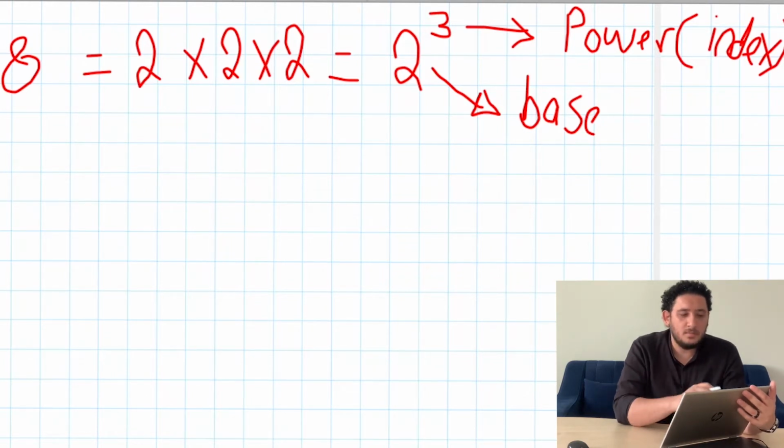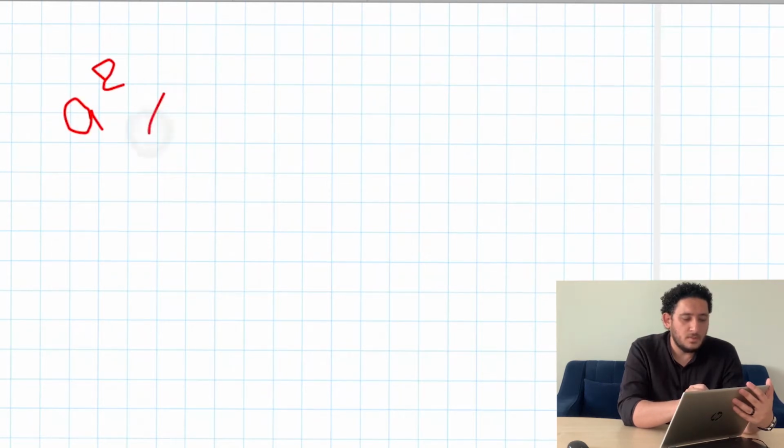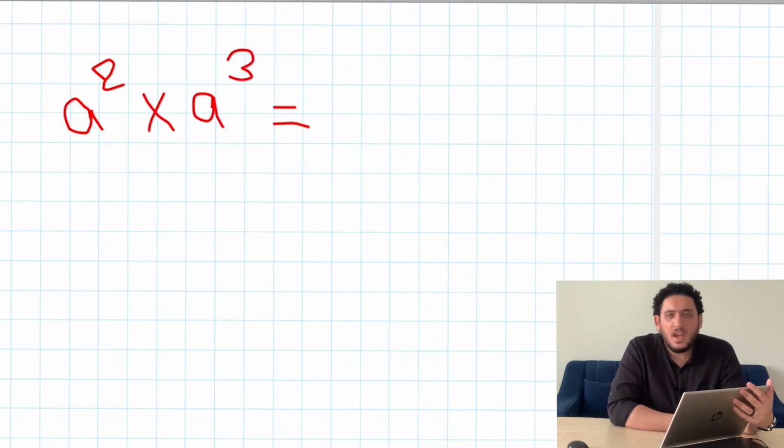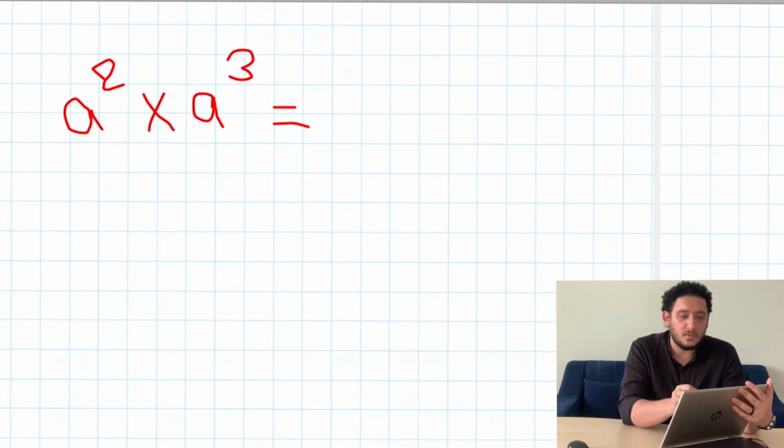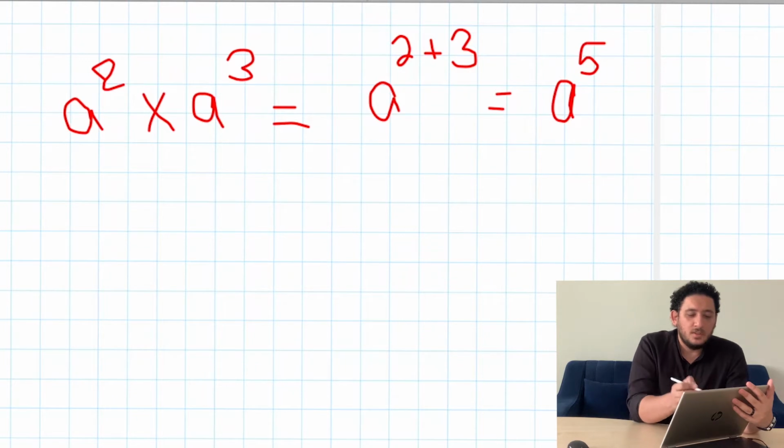We will start with the first one, which is the multiplication rule. If we have, for example, a power 2 multiplied by a power 3, we have the same base here, so we can put the same base in the answer and the powers will be added. It will be 2 plus 3, so it equals a power 5. This is the first rule. Very easy, right?